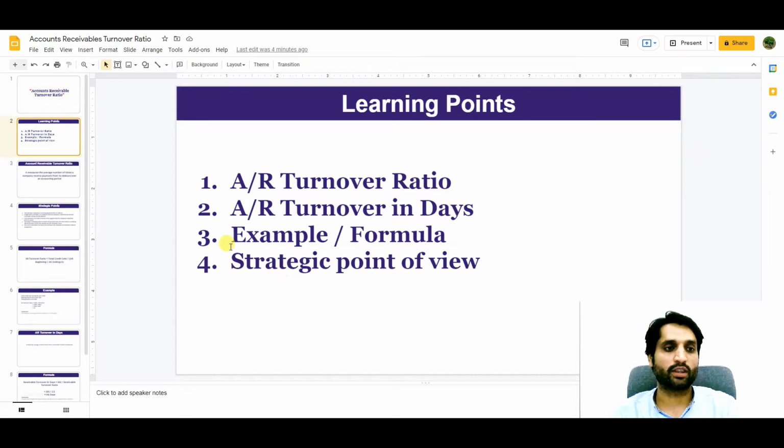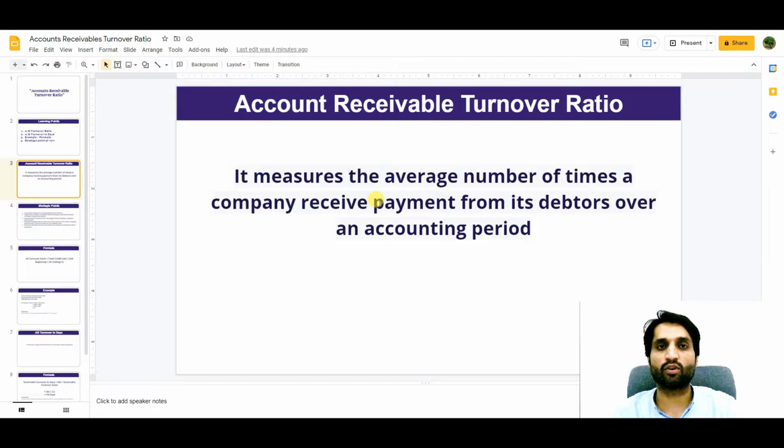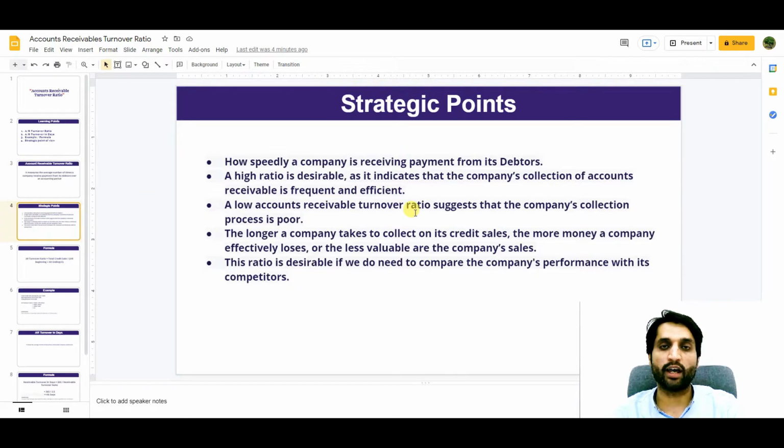So let's start with the definition. Account receivable turnover ratio measures the average number of times a company receives payment from its debtors over an accounting period. Like if you have some debtors and you want to see how speedily they are going to pay you, you need to calculate this ratio. You need to know the average time period in which your collection department is collecting payment from the debtors.